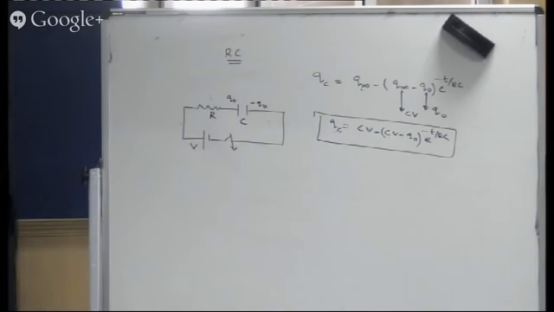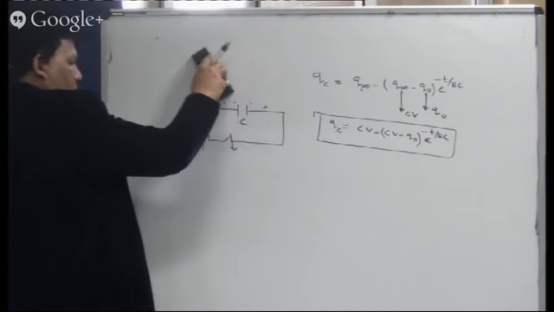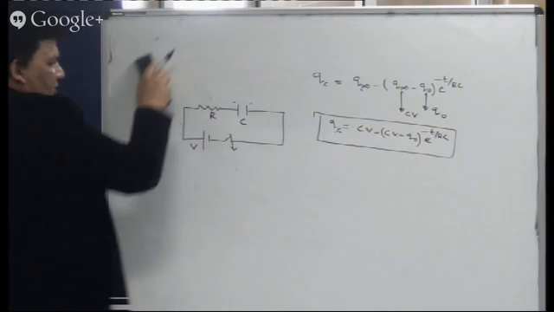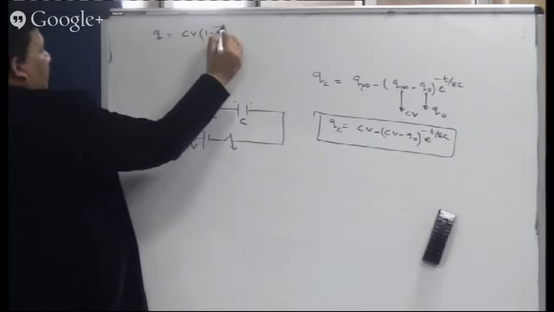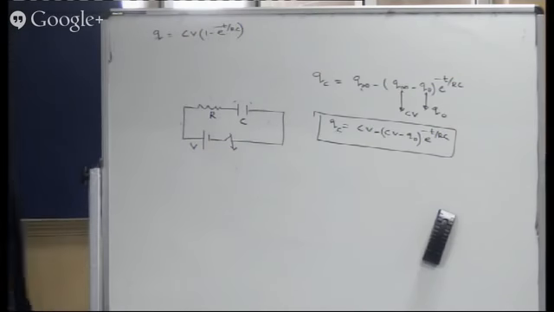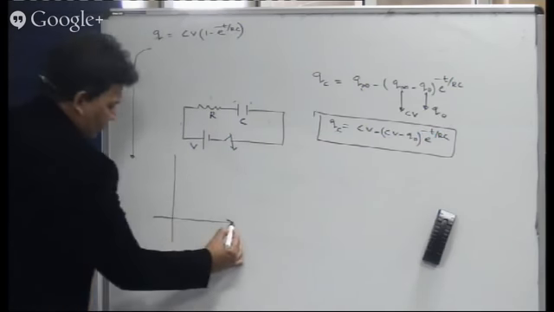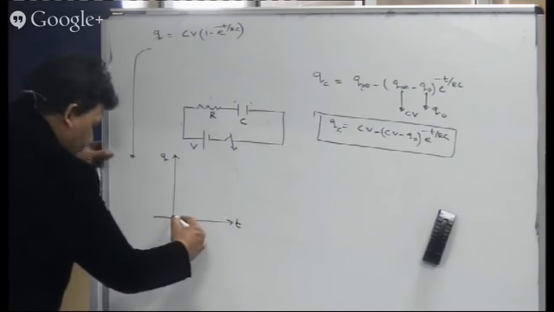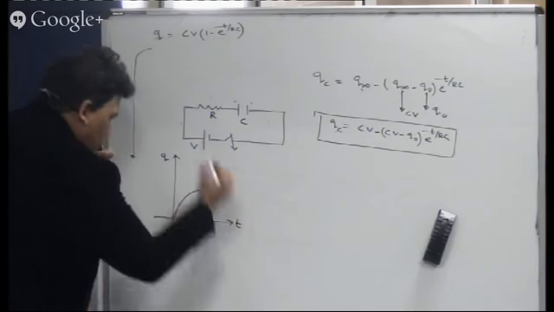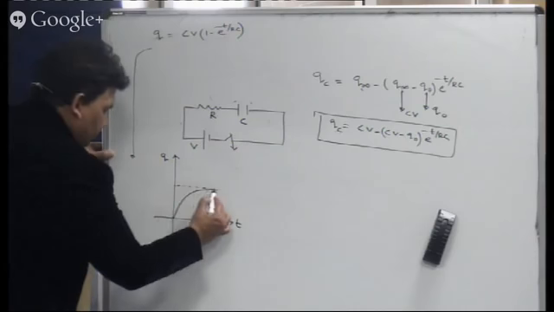Perfect. Now, one more thing is that sometimes in the exam they can ask you, since the result for this was CV into, to plot the graph between charge and time. How do you think the graph would look like? Exponential growth? Yes. It goes something like this. Right? This becomes the maximum charge.